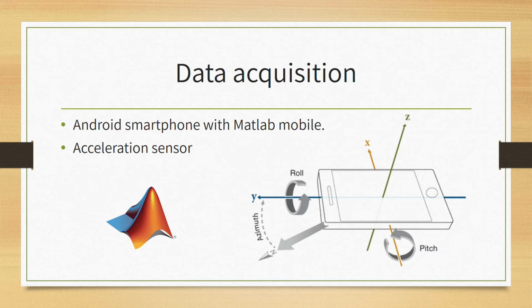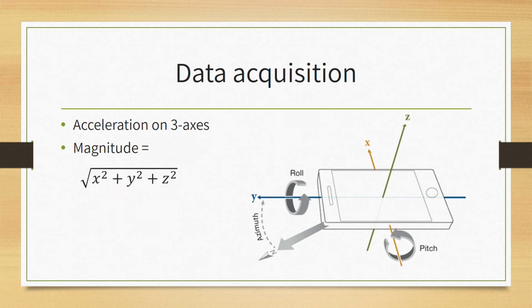Using MATLAB Mobile allows us to acquire data from the built-in sensor in our device and send this data to a MATLAB session running on the computer for further analysis and visualization. But for this project, we will only use the acceleration sensor, and the magnitude can be easily calculated. Thus, most of our data analysis is done in one-dimensional space, which is fast to analyze, also great for the fast Fourier transform.